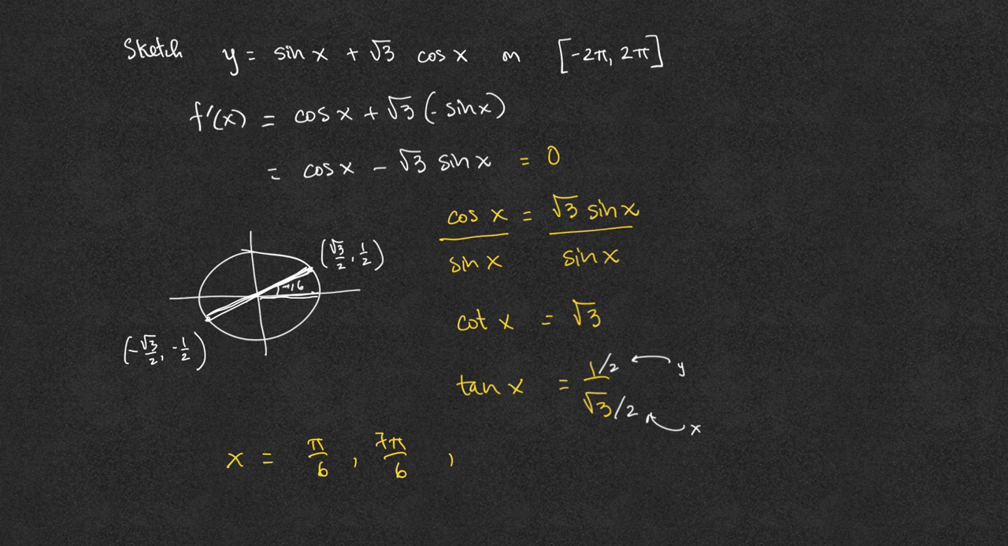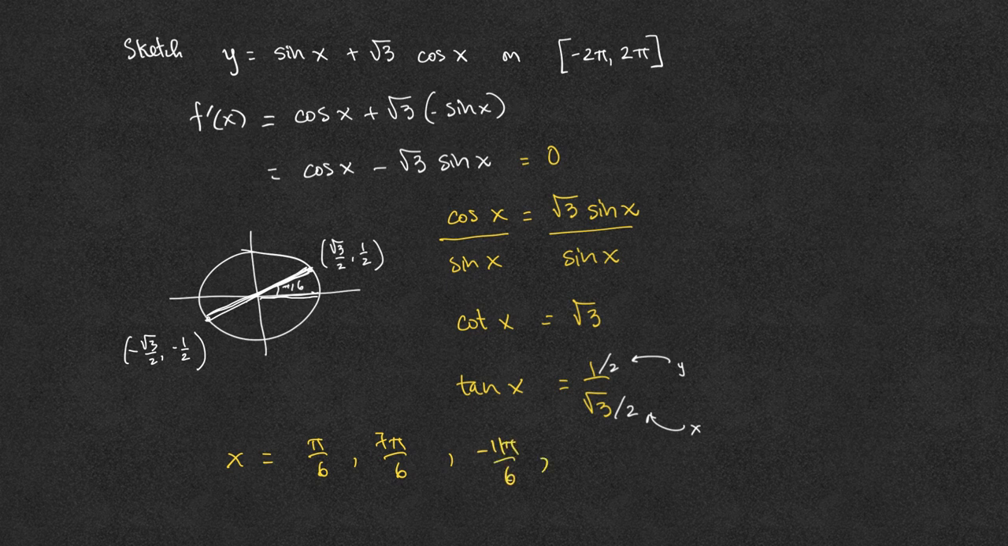And because this is on the interval negative 2 pi to 2 pi, we need to go back 2 pi length. The answers pi over 6 and 7 pi over 6 are in the unit circle from 0 to 2 pi. To obtain the zeros of the derivative from negative 2 pi to 0, we would go back. From pi over 6, we would subtract 2 pi from pi over 6 to get negative 11 pi over 6.